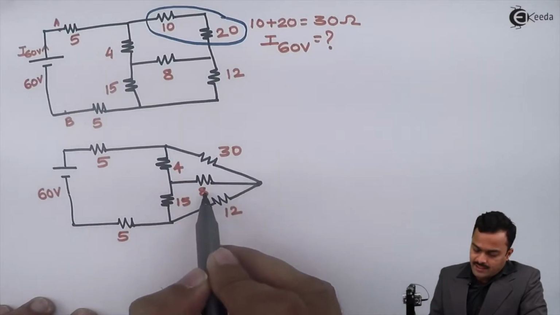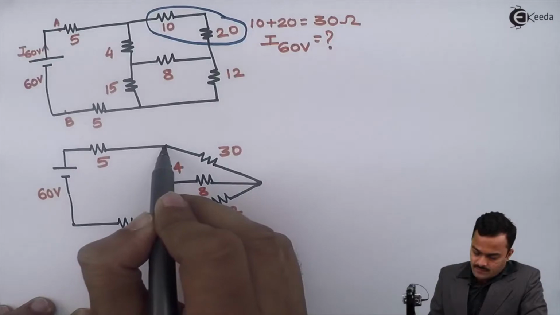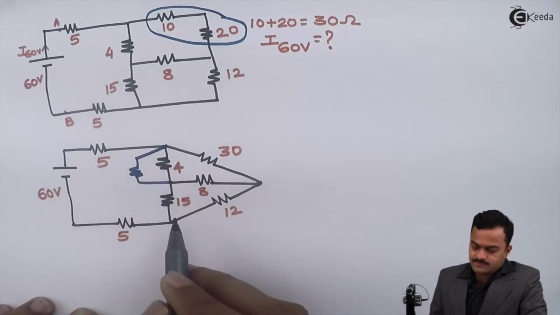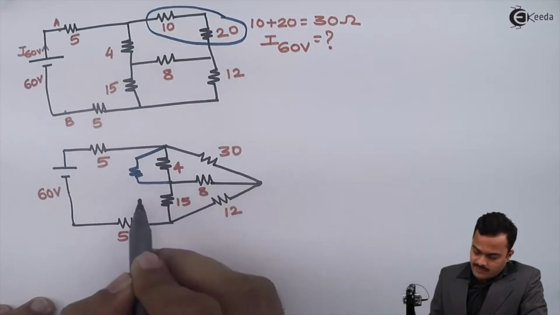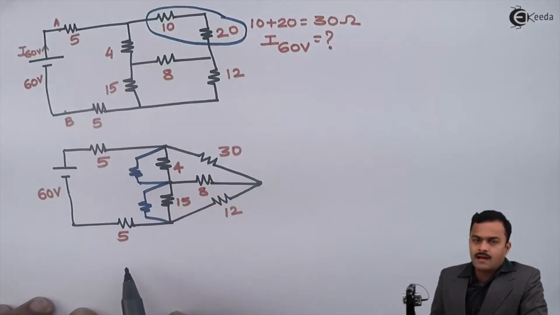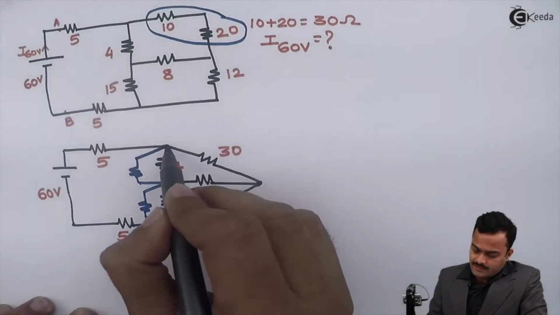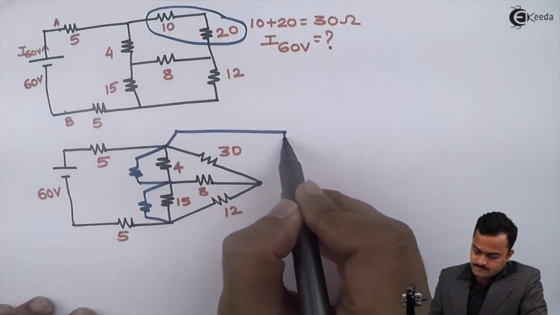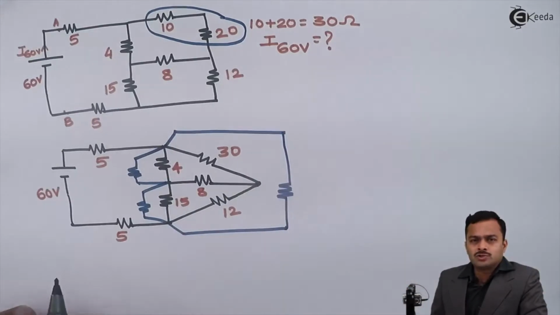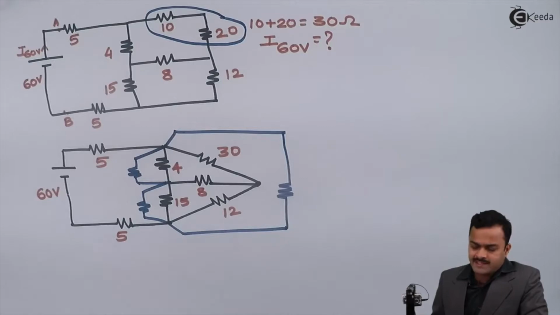So 30, 8 and 12. So one resistor I will get like this, another I will get like this, and the third resistor I will get like this. We should not worry about the geometry of the circuit. It could be like anything. We should stick to our concepts.